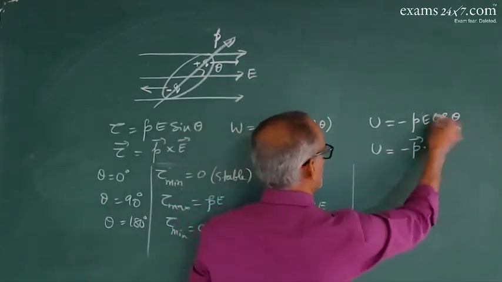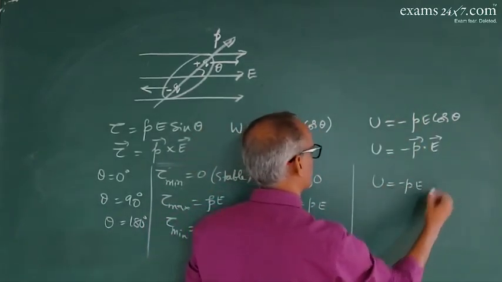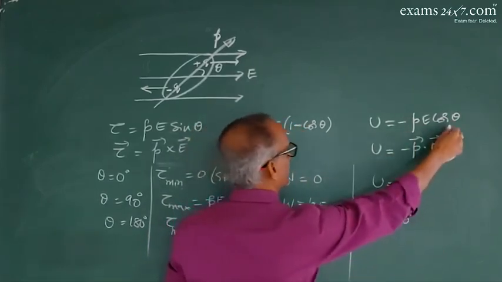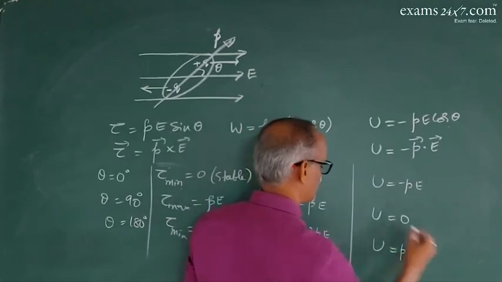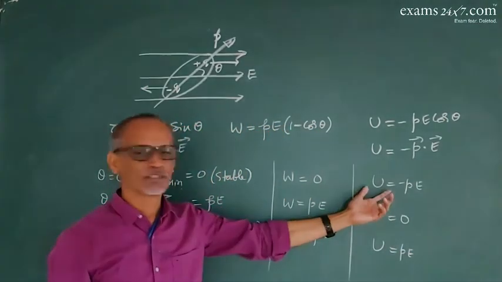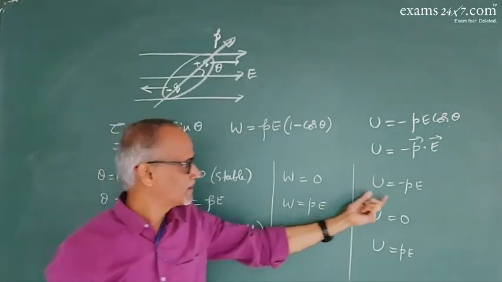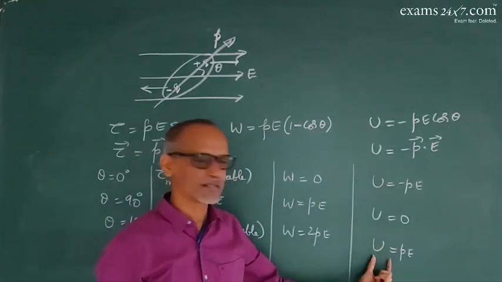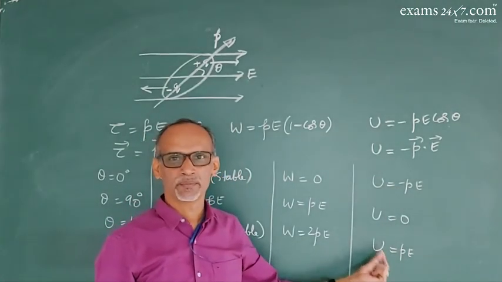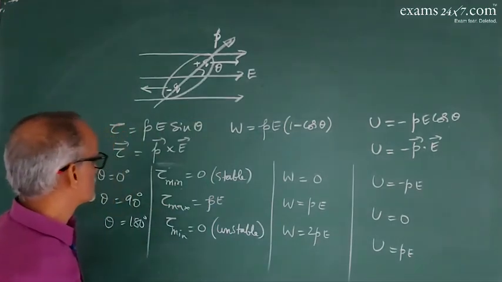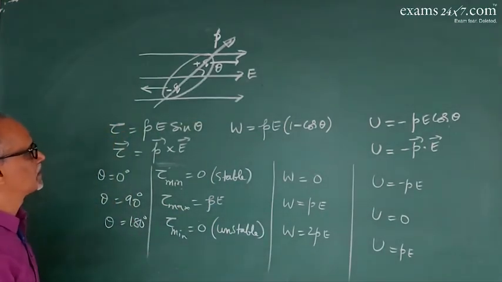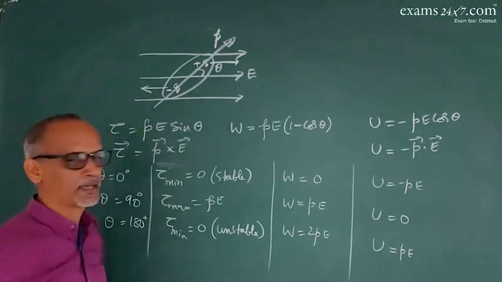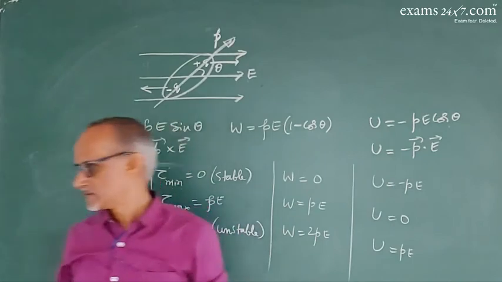Here when θ is 0, we get U = -PE. At θ = 90, U = 0. And at θ = 180, U = PE. So the potential energy is minimum, that's why the dipole is in the stable equilibrium position. And when the potential energy is maximum, it's in the unstable equilibrium position. So these are the equations which are again important related to a dipole in a uniform electric field.